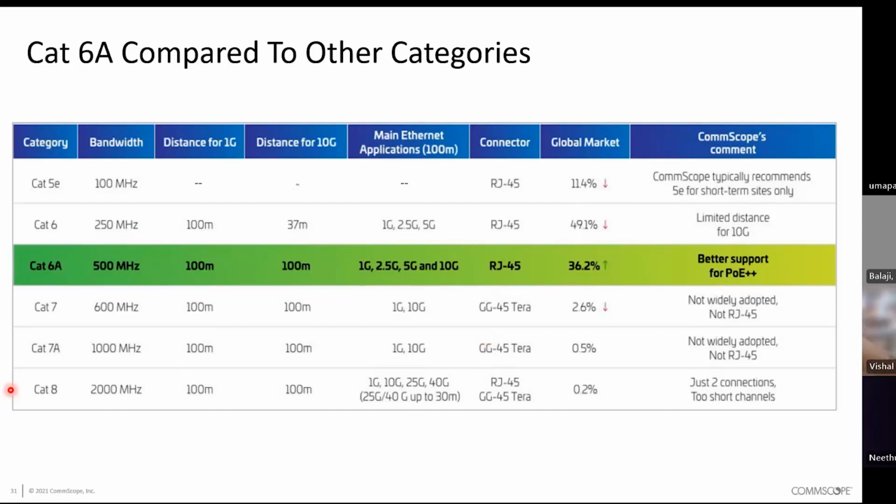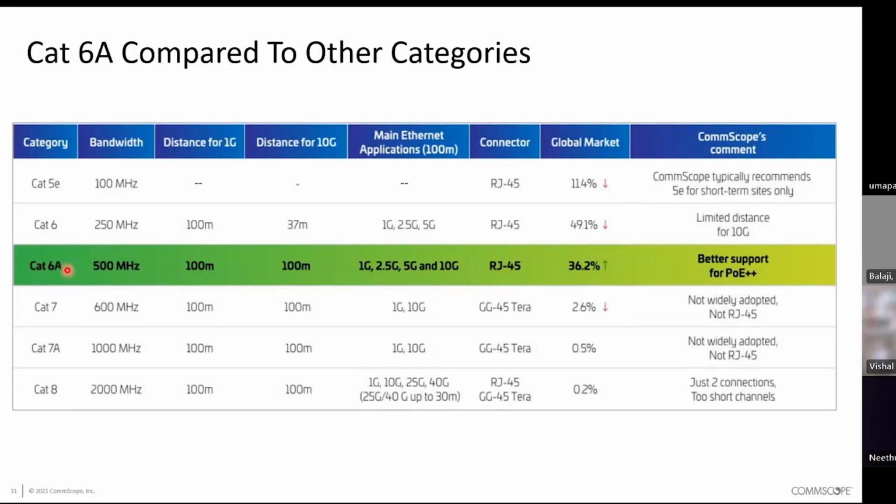Yes, there is a Category 8, which is developed for the data center, but again, there is a distance limitation of 30 meters only. When they want to drive 25 gig or 40 gig, the distance limitation is 30 meters. With the patch cord, it is 40 meters. So nowhere is it taking place in the data center now. Everywhere it is fiber ports in the data center.